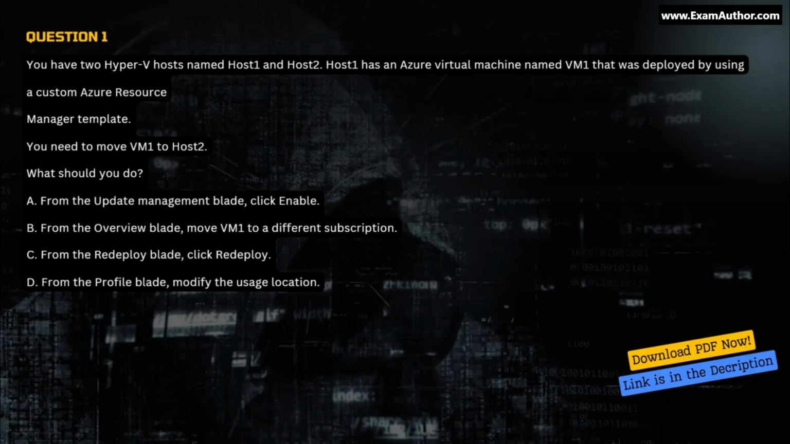A. From the Update Management blade, click Enable. B. From the Overview blade, move VM1 to a different subscription. C. From the Redeploy blade, click Redeploy. D. From the Profile blade, modify the usage location. Correct answer, C. From the Redeploy blade, click Redeploy.